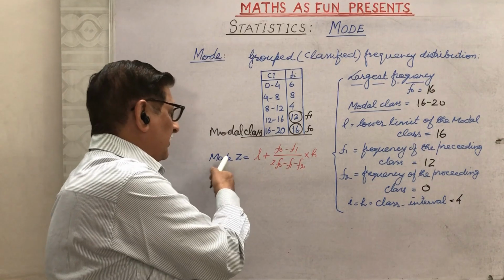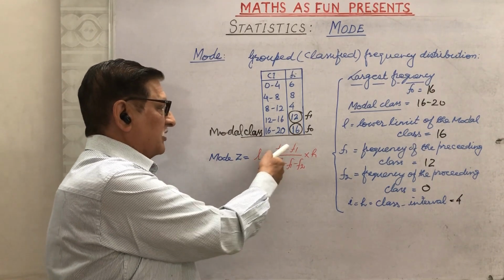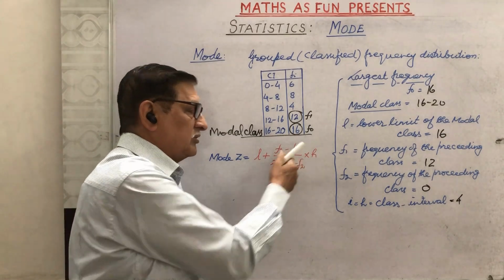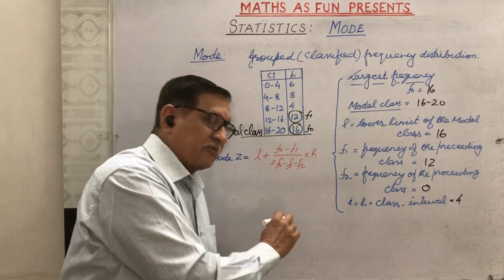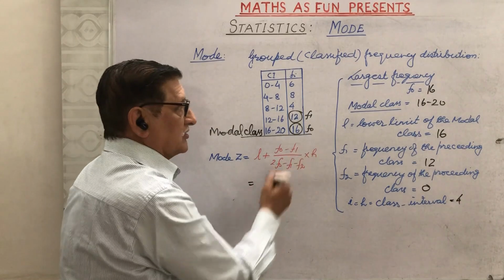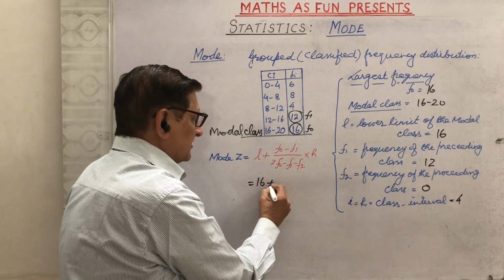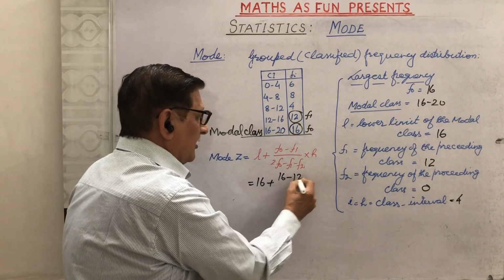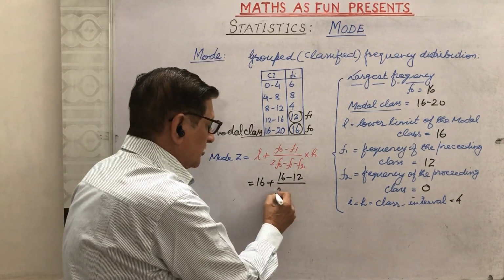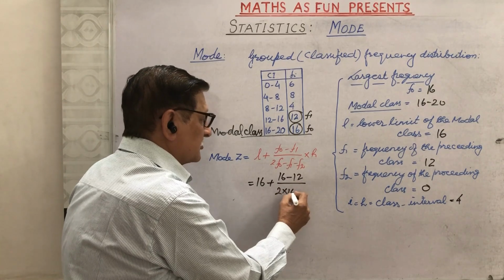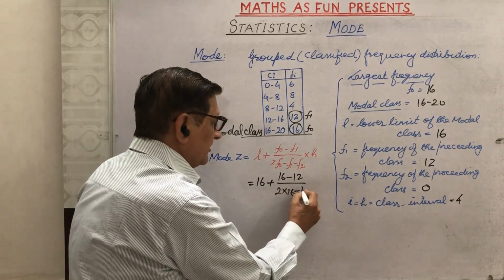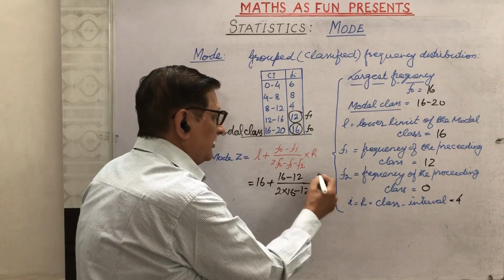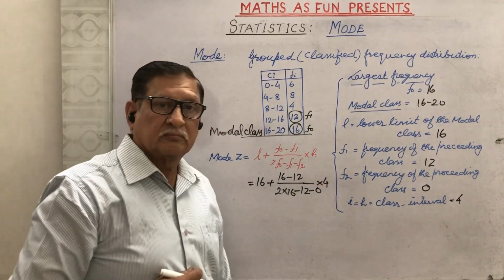Then we write the formula for mode Z is equal to L plus (F0 minus F1) upon (2F0 minus F1 minus F2) into H. And substitute the values here. L is 16 plus F0 is 16, F1 is 12, upon 2 into F0, that means 16, minus F1 that is 12 and minus F2 that is 0, into H that is 4.